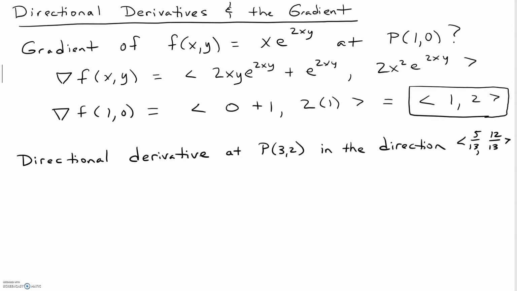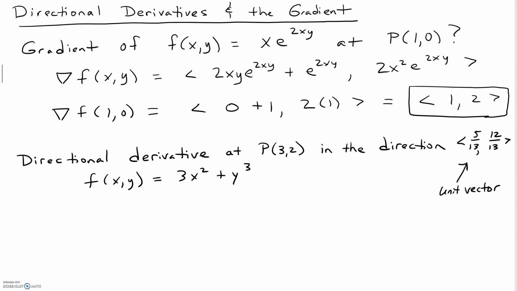The second thing we were going to look at in this video was directional derivatives. We're going to look at one at P of 3, 2 for, here's the function. Function f this time is 3x squared plus y cubed. And this directional derivative is going to go in the direction of the vector 5 over 13, 12 over 13. Notice that that is a unit vector. So we won't have to make it into a unit vector.